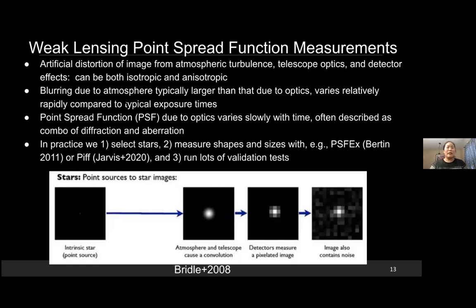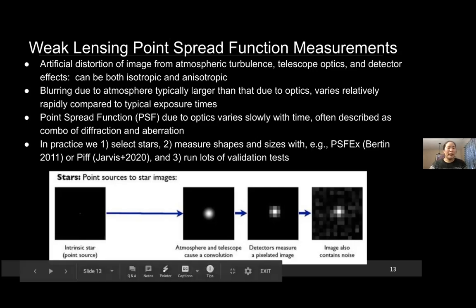And typically that effect is larger than what's coming from the telescope or the detector. And it varies relatively rapidly. So the point spread function due to optics varies slowly with time. And this might be described as a combination of diffraction and aberration.